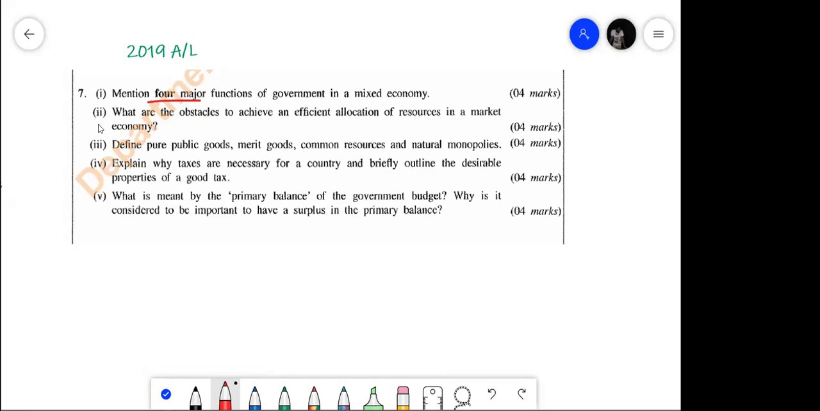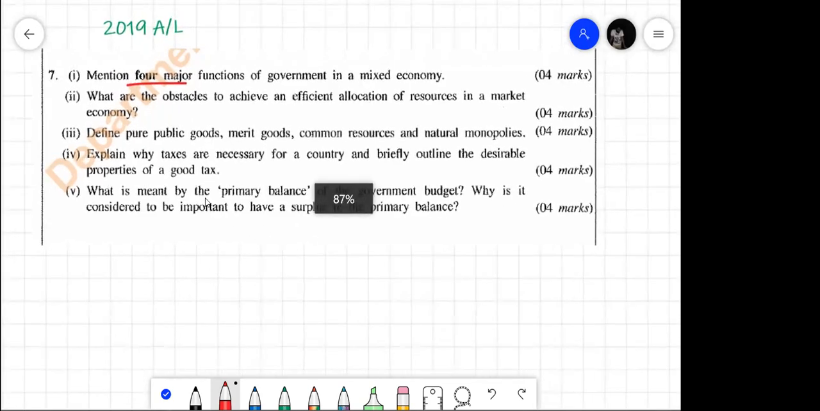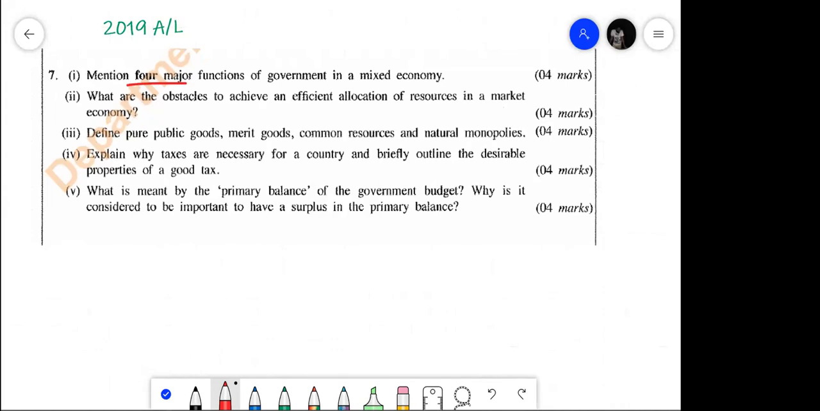Repeated. And then: what are the obstacles to achieving an efficient allocation of resources in a market economy? This is the new syllabus, right? I don't know which one I copied and pasted, guys. Let me know if this is the whole syllabus. I think it's a new one. Yeah, new one. So what do you all think the answer is? What are the obstacles to efficient allocation of resources?